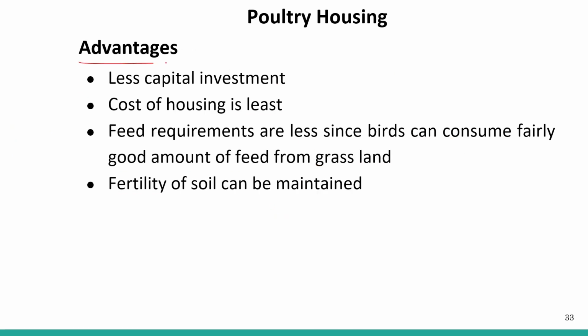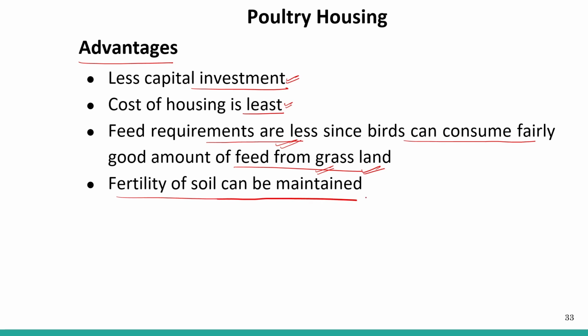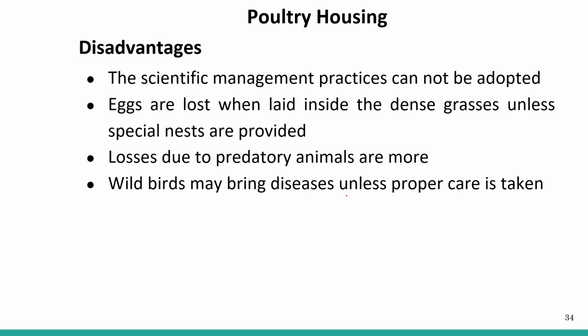What are the advantages of this system? Less capital investment. We do not require any large capital. Cost of housing is less, since it is not a construction-based house. Feed requirements are less since the birds can consume a fairly good amount of feed from the grassland. So foraging type of feeding is there. Fertility of soil can be maintained. This is one of the other advantages of this free range system.